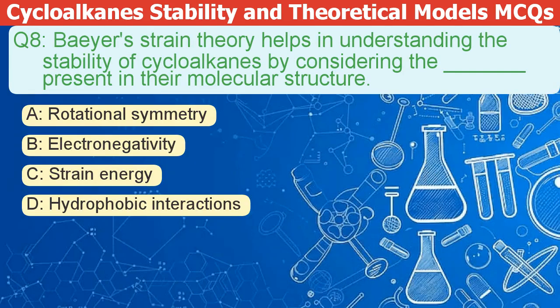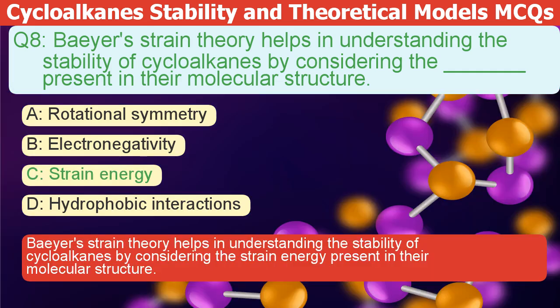Baeyer's strain theory helps us understand the stability of cycloalkanes. It considers the factor present in their molecular structure. A. Rotational symmetry. B. Electronegativity. C. Strain energy. D. Hydrophobic interactions. The correct answer is C. Baeyer's strain theory helps in understanding the stability of cycloalkanes by considering the strain energy present in their molecular structure.